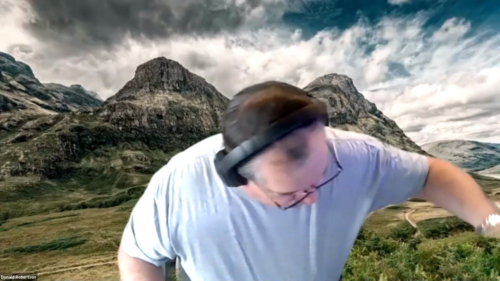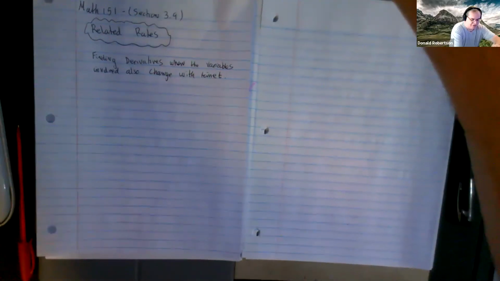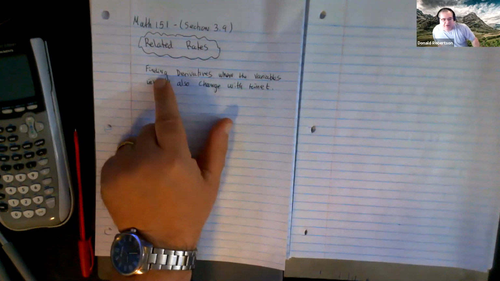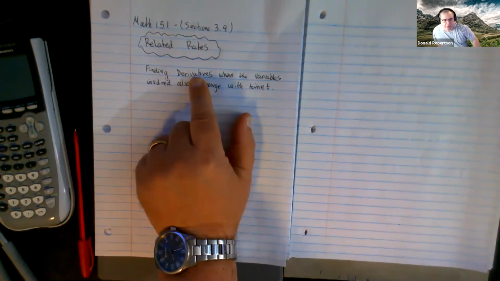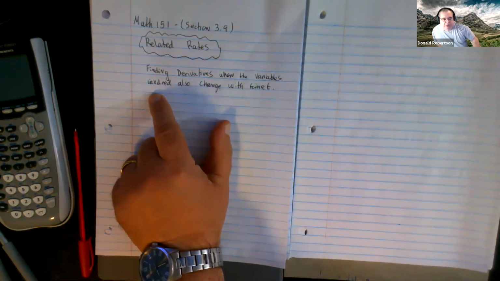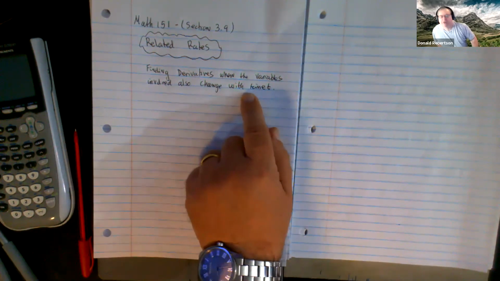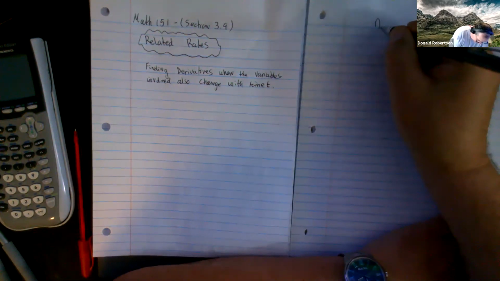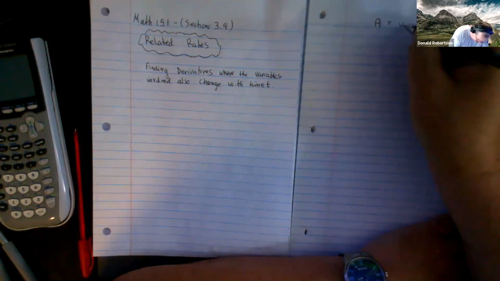Who is our next topic going to be? Well, the next section is called related rates. And as if we hadn't put enough layers of information onto you, we're going to put one last one. We're going to find the derivative of expressions when the variables involved, typically more than one variable, also change with time t. So suppose I take the formula for the area of a circle.